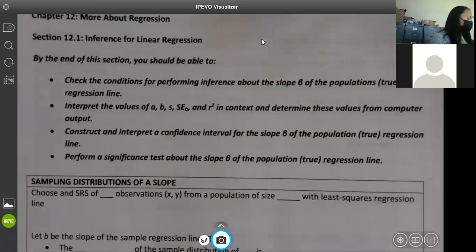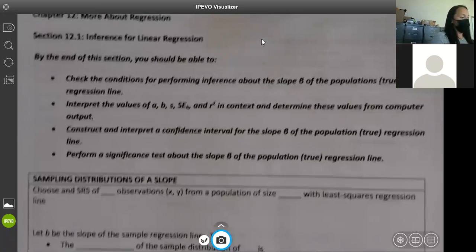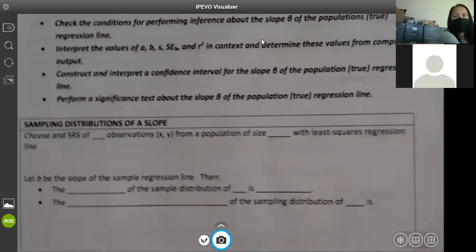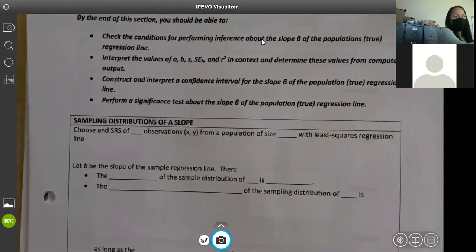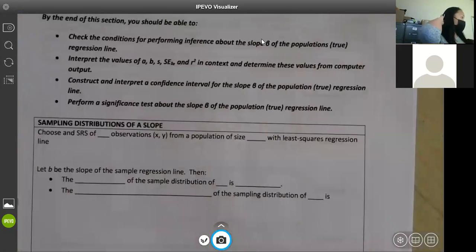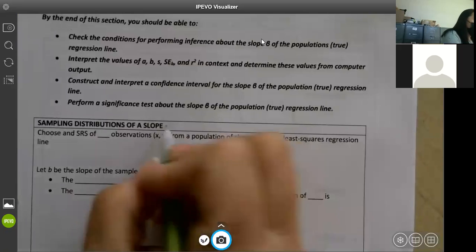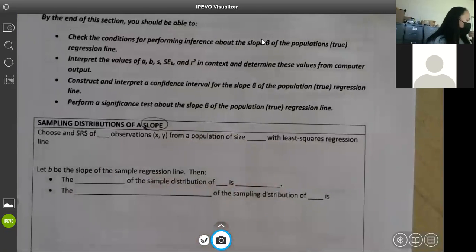12.1 inference for linear regression. So we're going back to a little bit more of the regression lines, but the first couple examples are not that bad. The worst thing is you have to remember a new way to check conditions. But they give you an acronym for it and it's not terrible. So for sampling distributions of a slope, this is the difference. We're doing sampling distributions of a slope.